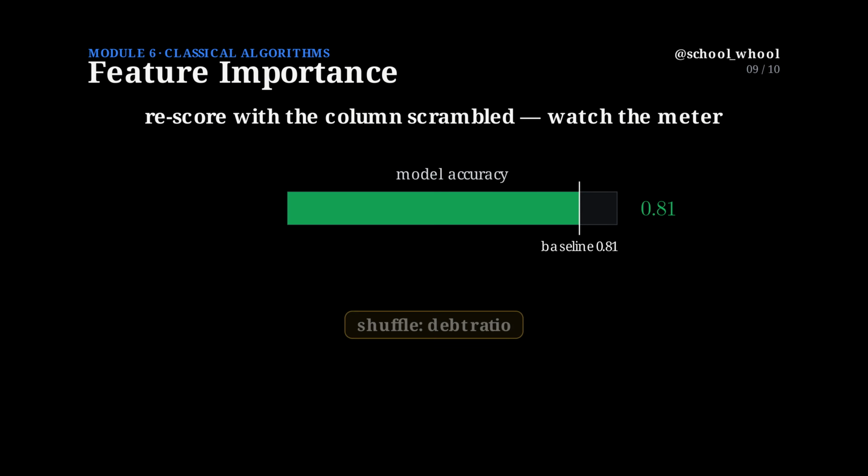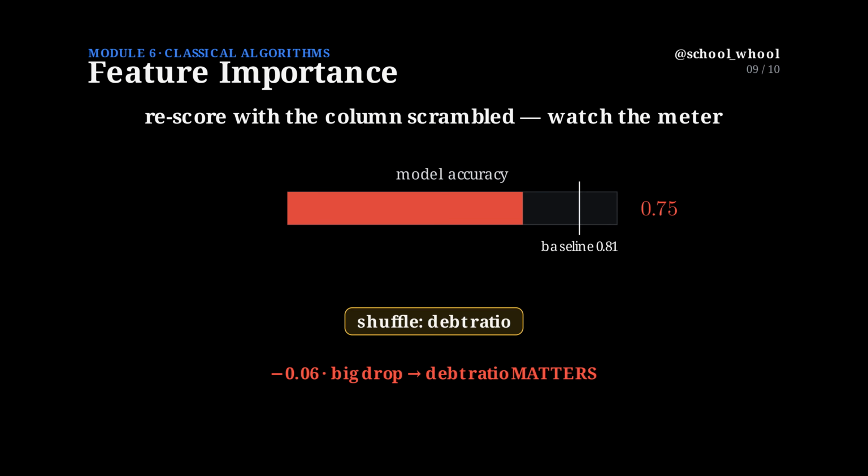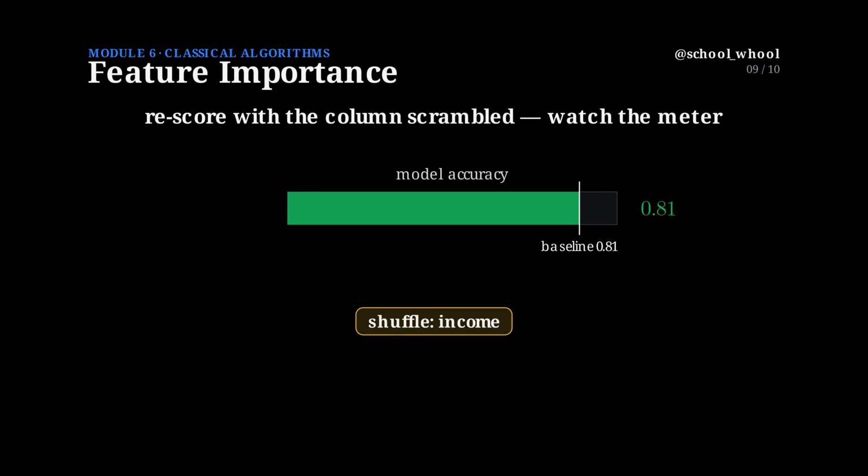Our baseline is 81%. First, shuffle debt ratio. The accuracy collapses, down to 75%. That 6-point drop is the model crying out for a feature it desperately needed. Debt ratio matters. Now put it back, and instead shuffle income.